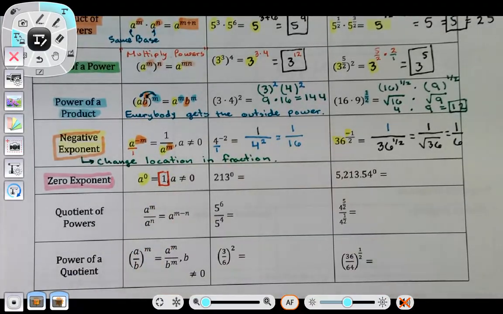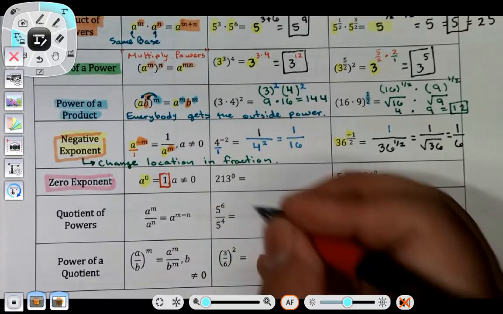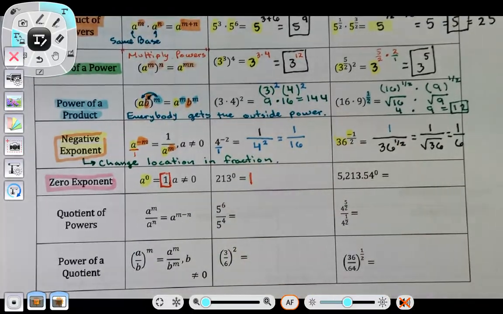Okay, and you can put it in words if you need to. So what's 213 to the power of 0? 1. Oh, look at this ugliness.